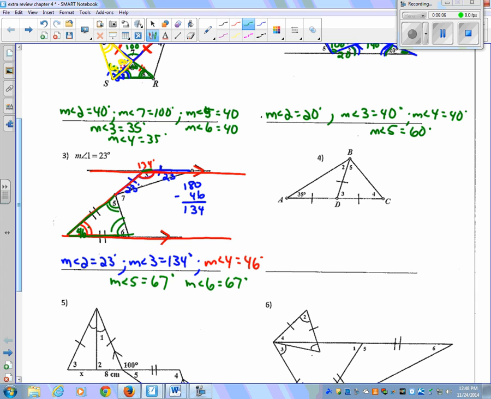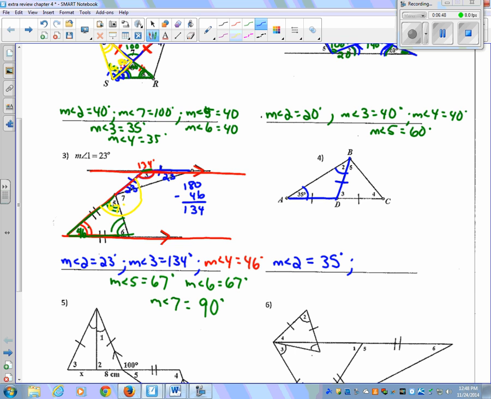And then angle 7 is just going to be what's left over to make 180 degrees here. 180 degrees. So if we have 23 there and 67 here, that makes 90. So angle 7 is going to be the 90 degrees left over. Okay, number 4. We're told that this angle is 35. We know that these two sides are congruent, therefore the angles across from them are congruent. So measure of angle 2 equals 35 degrees.